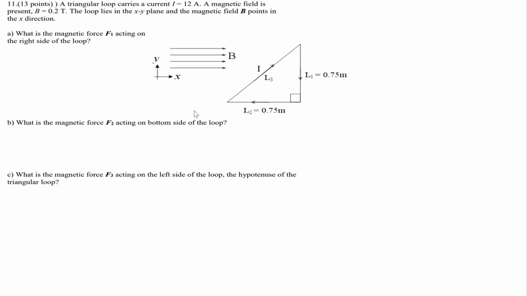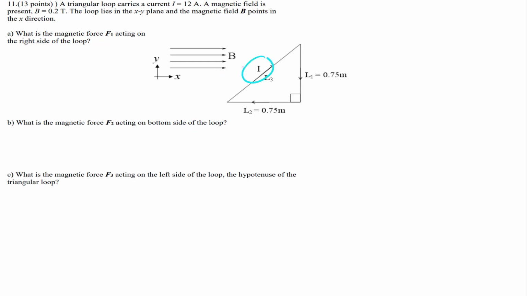Now we have a triangle, which is just a spicy semi-square, right? And we have a current of 12 amps and a magnetic field of 0.2 teslas. So now we have to find the magnetic force F1 acting on the right side of the loop.